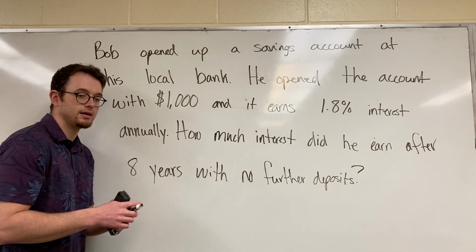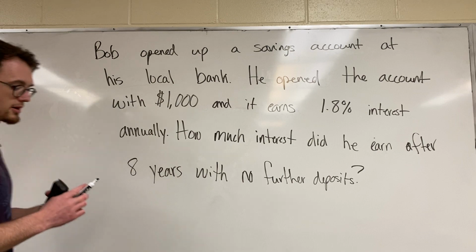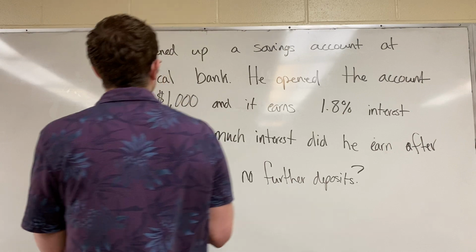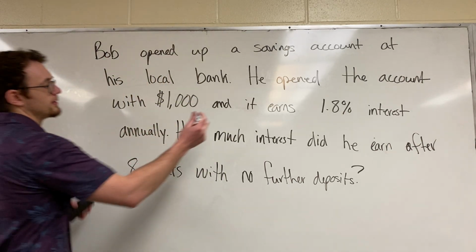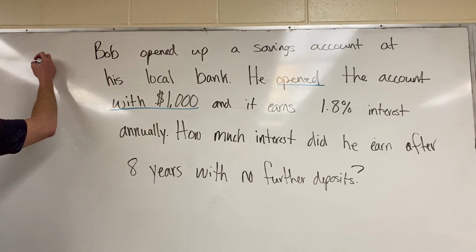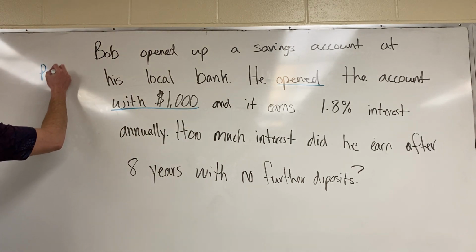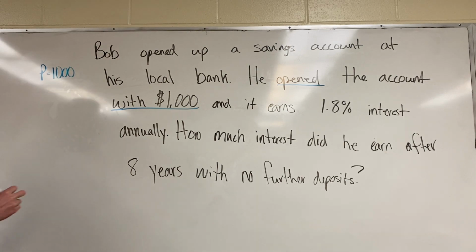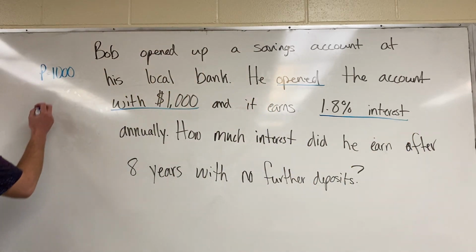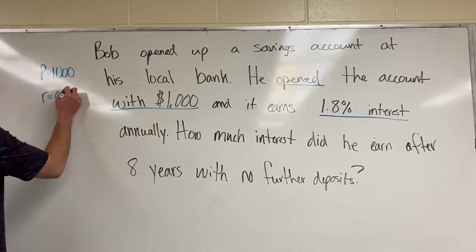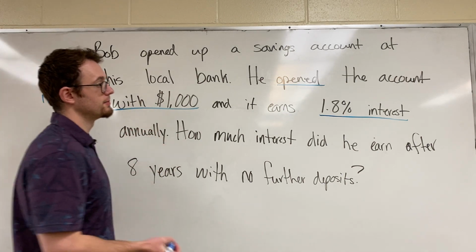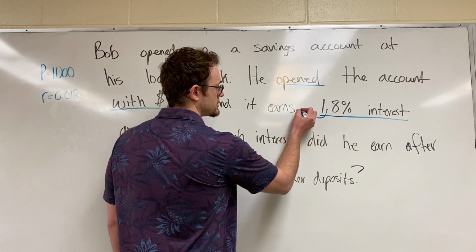All right, so now let's write over the key things, grab a different color out of the story problem. So, opened with $1,000, so that would be P equals 1,000. We got 1.8% interest, so that would be R will equal 0.018. Remember, R is the decimal of the percent, so you got to move the decimal once, twice.